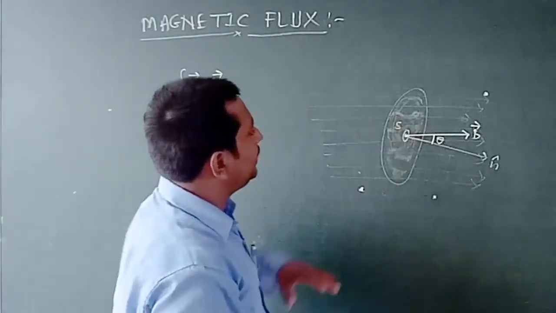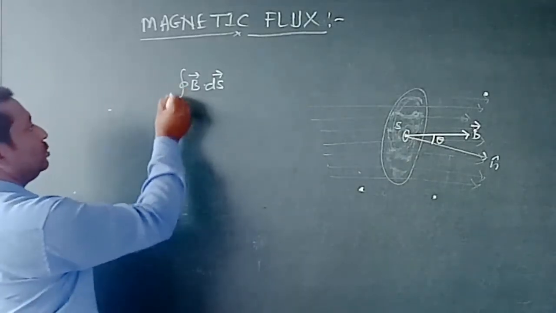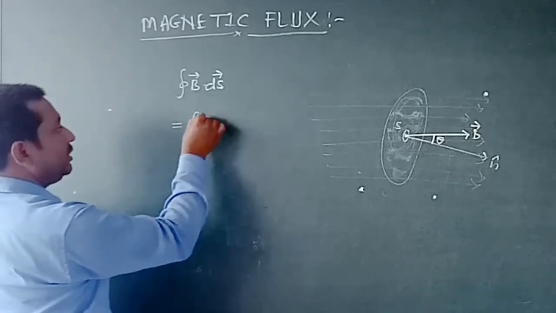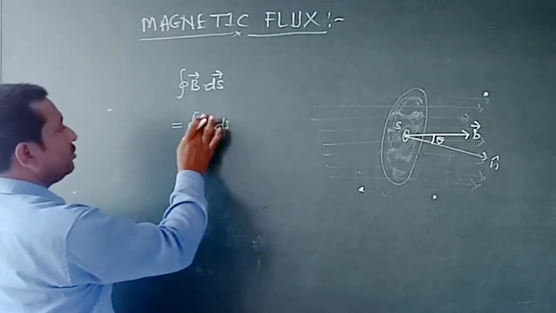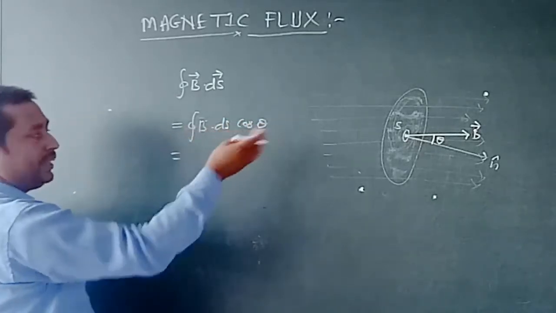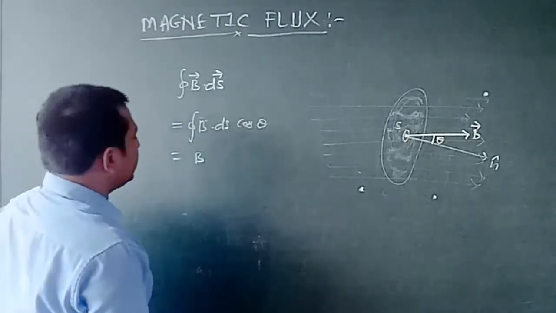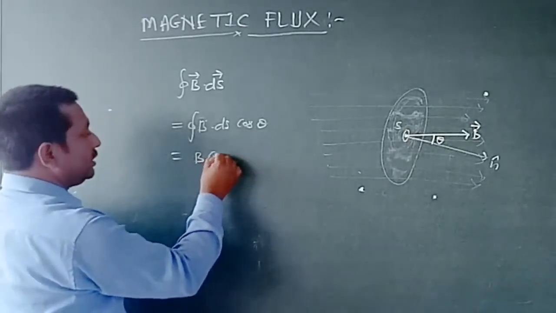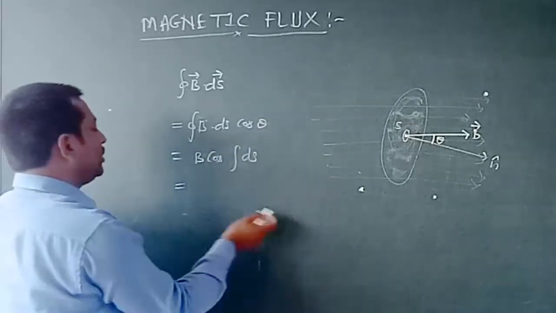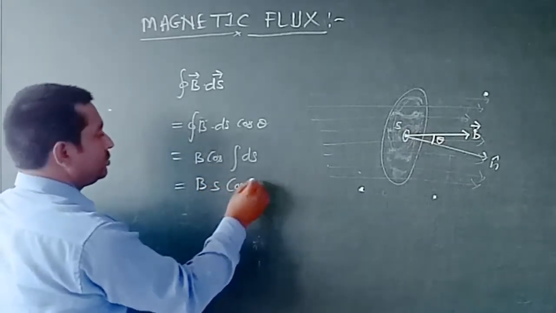So if we take the integration, what do we get? This is equal to the integration of B dS cos theta. If B is uniform, then B can be taken outside. Cos theta is also constant, so this can be taken outside. The integration of dS becomes the total area of the disk, that is S. So this becomes B S cos theta.